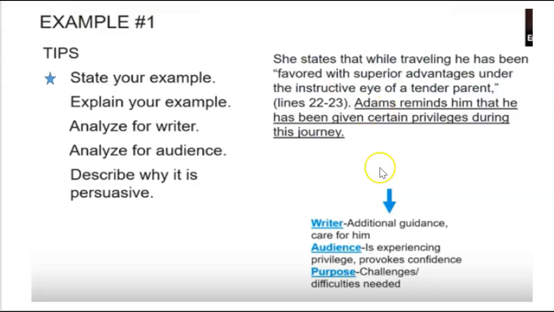And yet that's not reflected in the commentary here. And not just her, but her husband as well, because she considers her husband to be a tender parent and an instructive eye for her son.